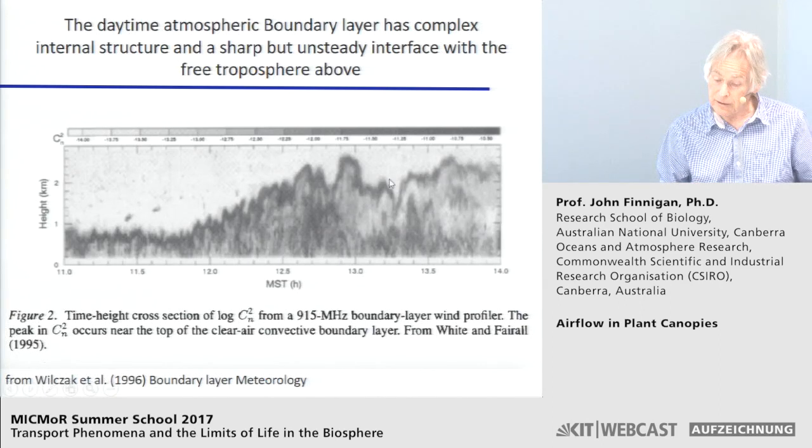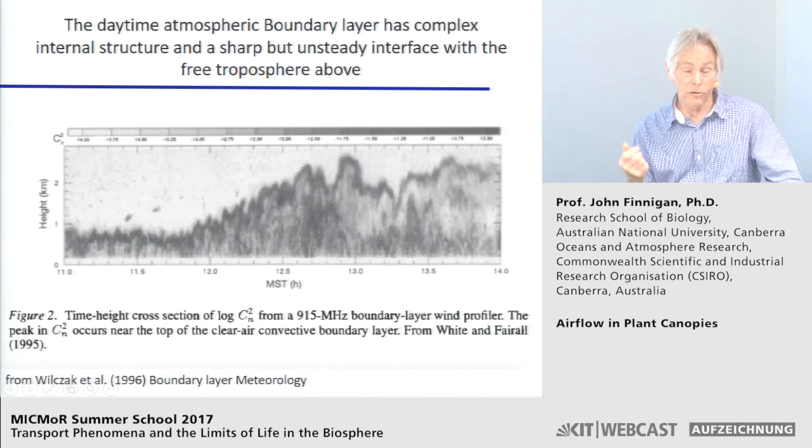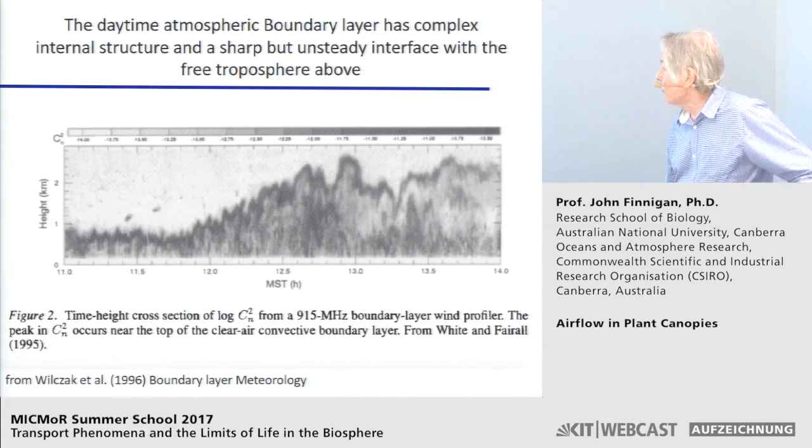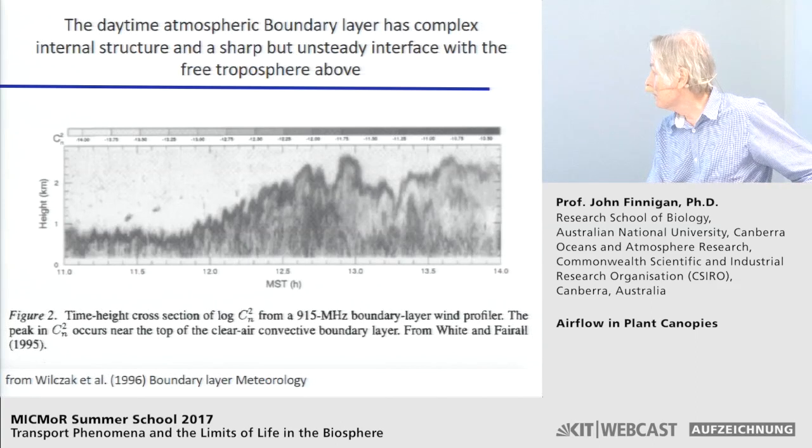It's actually very, very thin, it's of order millimeters, a thing called the Kolmogorov microscale. But its actual up and down motion can be 20% of the boundary layer depth.